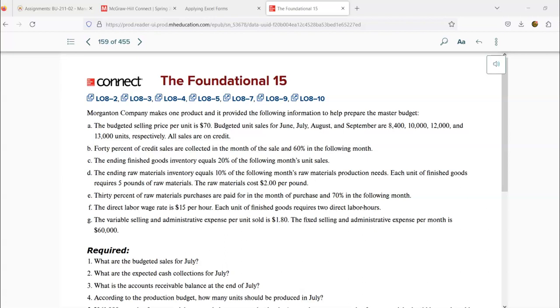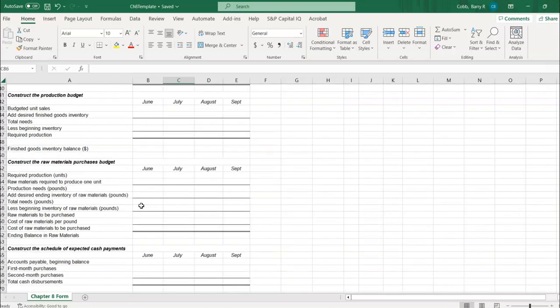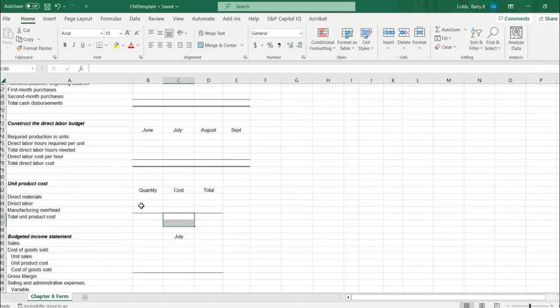This video is going to review the solution to the foundational 15 problem in Chapter 8. The approach that we'll take is to try to construct as much as possible the different budgets that would help answer the questions that are shown here. So here's the template for Chapter 8, and it has a template for various budgets that we want to construct.